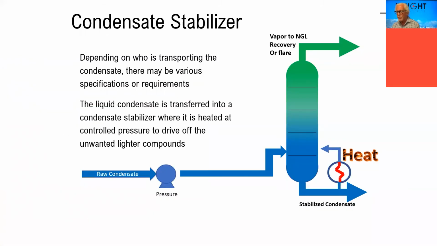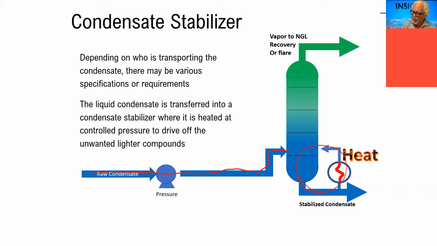First, I want to talk a bit about what we are really doing in the optimization. When we have a condensate stabilizer, depending on whose pipeline it's going to go through, there are going to be various specifications and requirements. The job here is to boil off the light ends, the part that the end user or the pipeline company doesn't want, and try to keep the heavier stuff that they do want on the liquid side. So raw condensate or field condensate will come into the tower as a liquid.